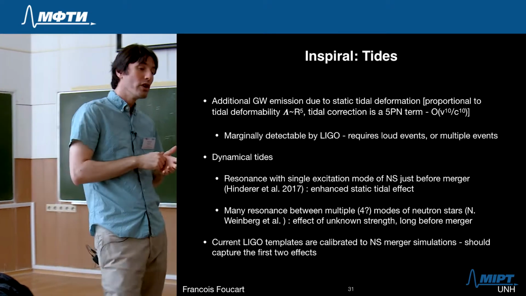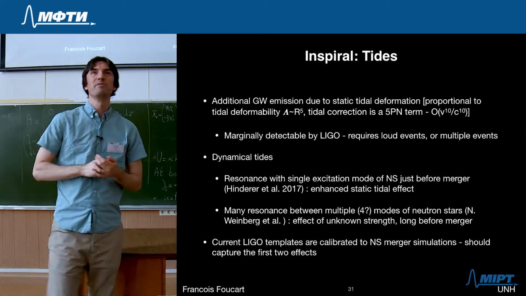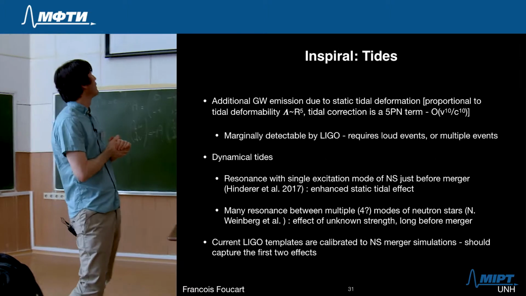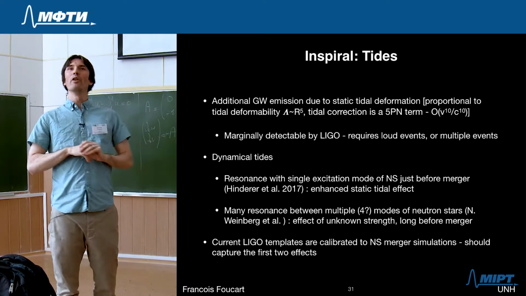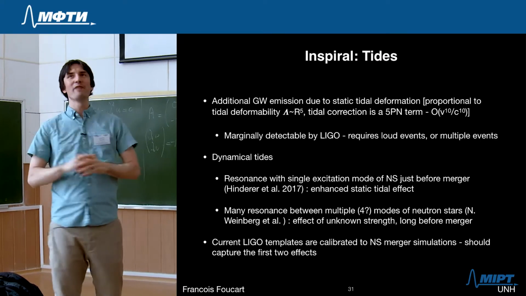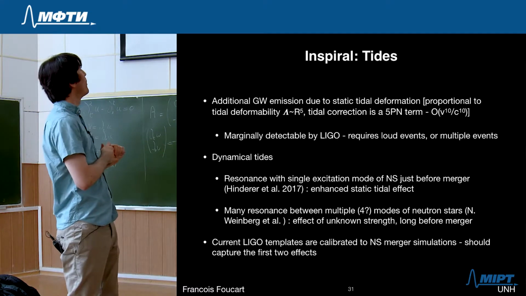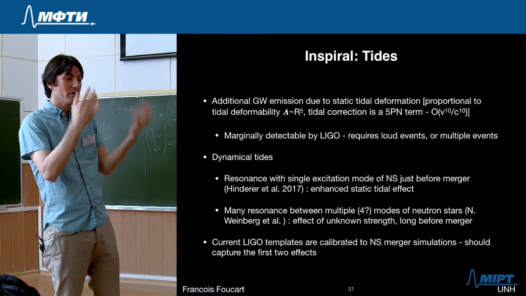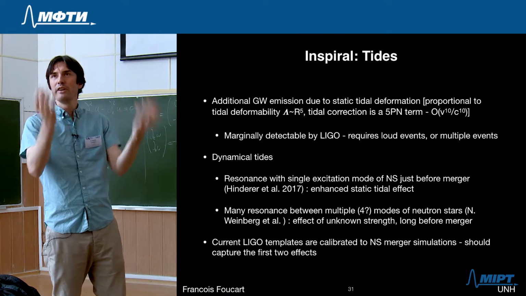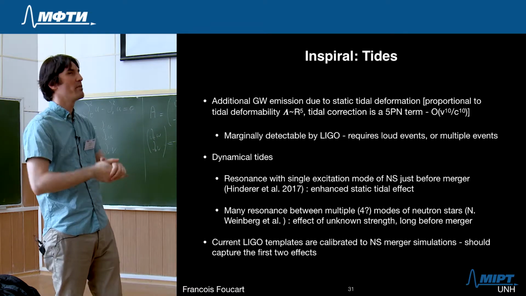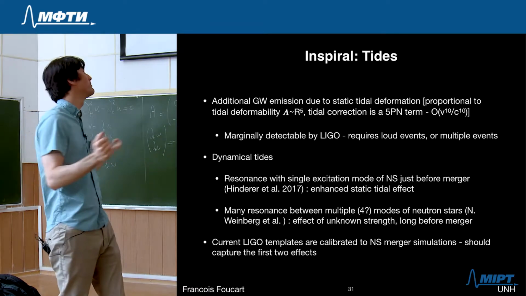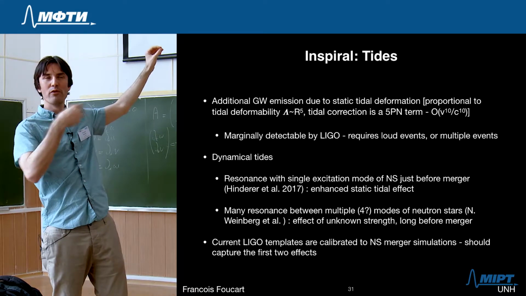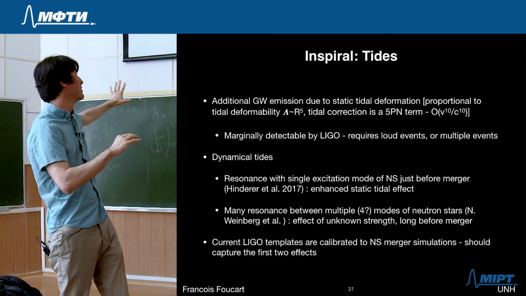And there are also many resonances between multiple ringing modes of the neutron star. It takes at least 4. It's been shown that with 3 the total effect is 0, but at least 4. And those may dissipate energy, lead to a heating of the neutron star and dissipation of energy, and possibly a change in the orbital evolution of the system. And so those could cause changes in the evolution of the binary long before merger.